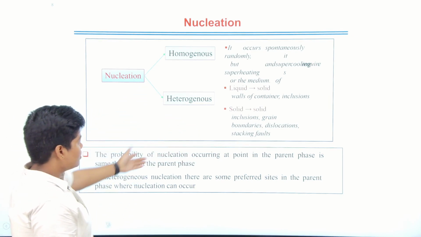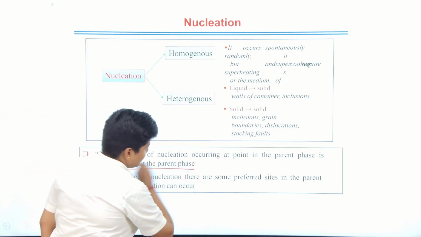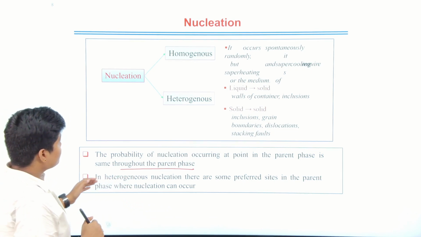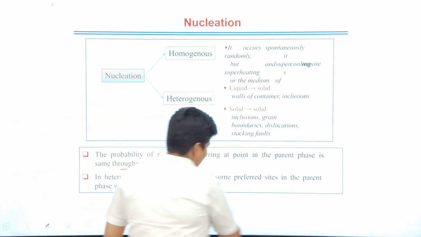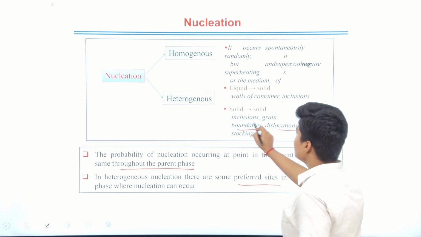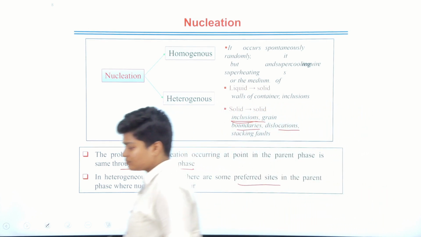As I have already said, the probability of homogeneous nucleation is the same throughout the parent phase, but heterogeneous nucleation is drastically different. In heterogeneous nucleation, it will happen at some preferential sites like dislocations, grain boundaries, or inclusions. This is liquid to solid, as well as solid to solid.